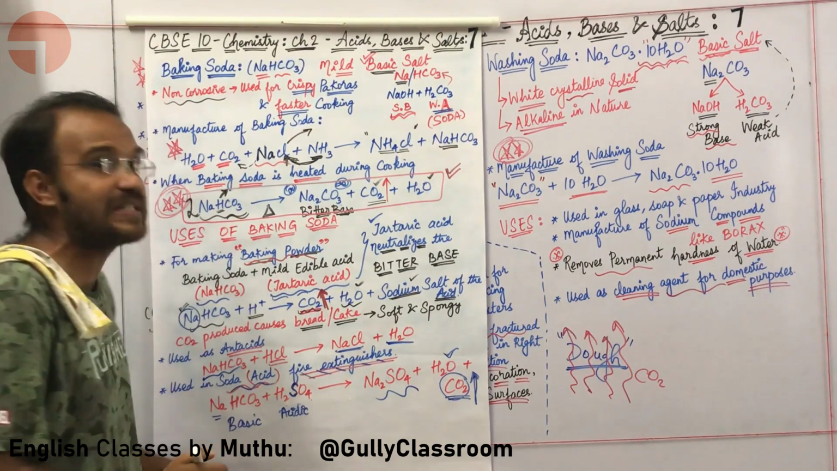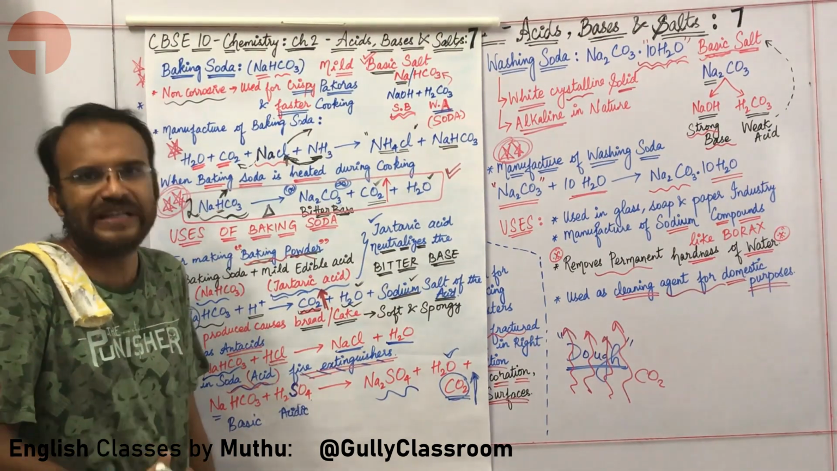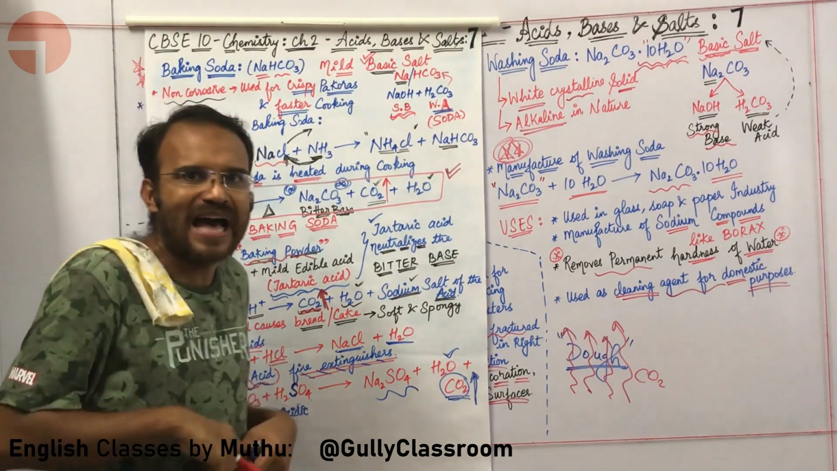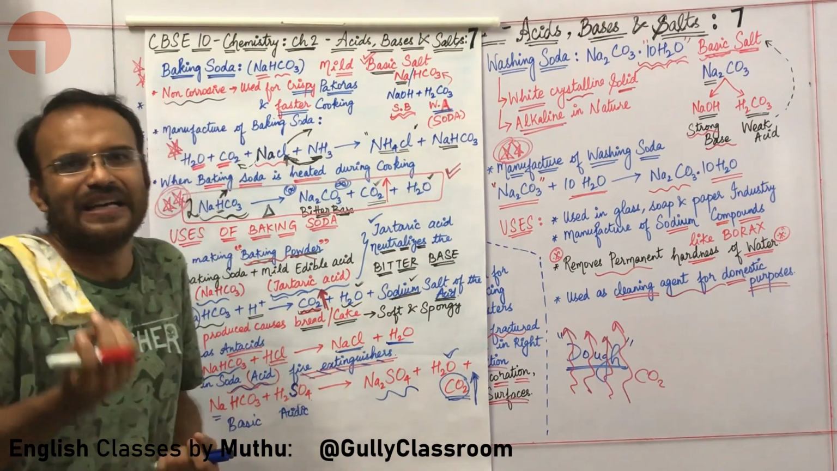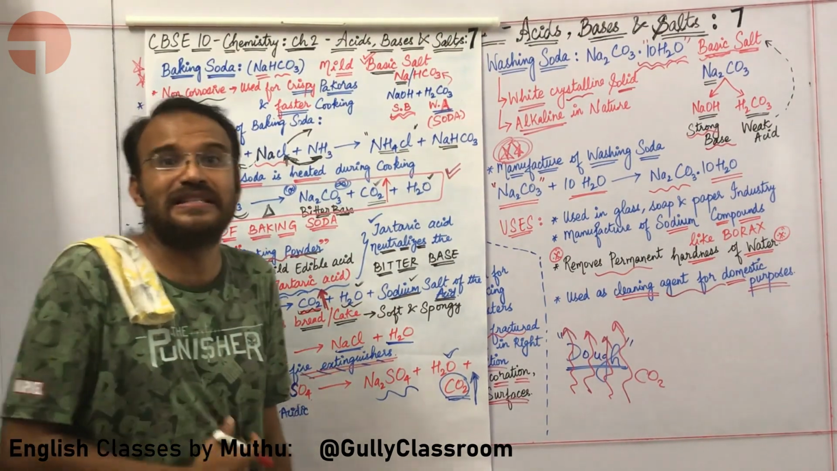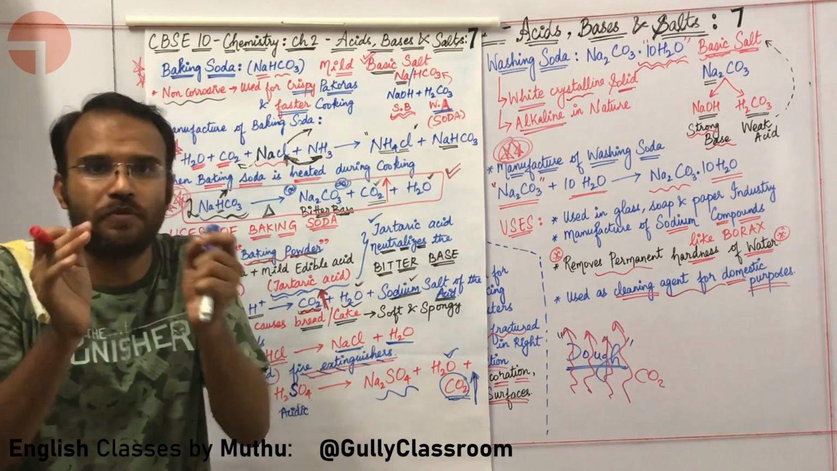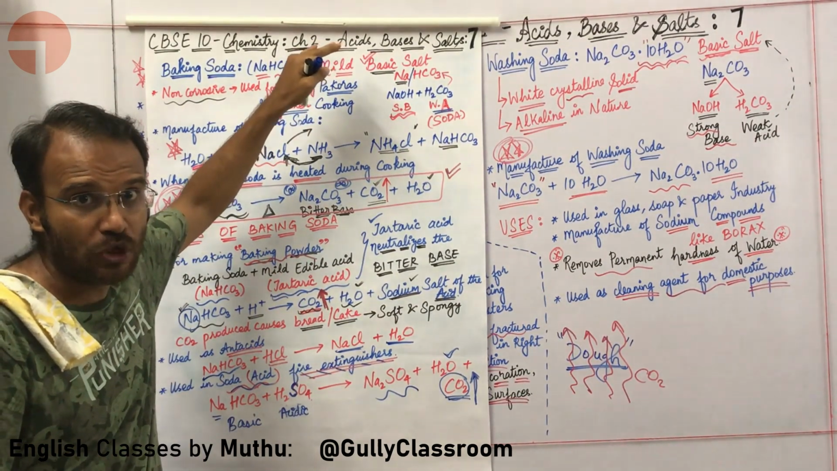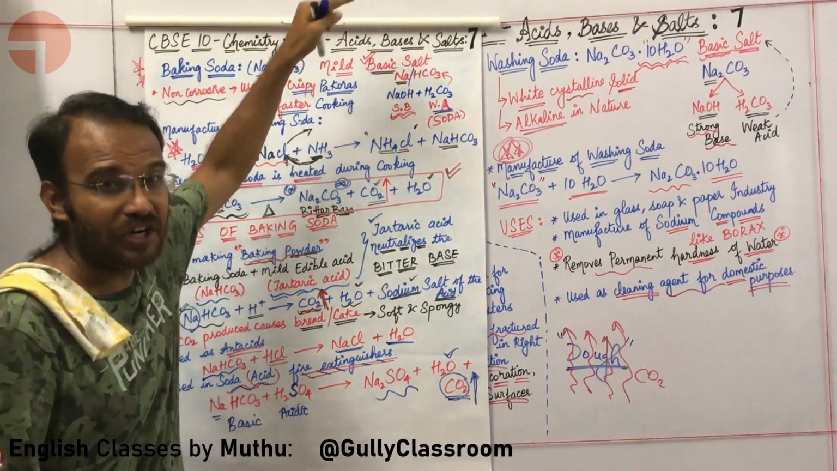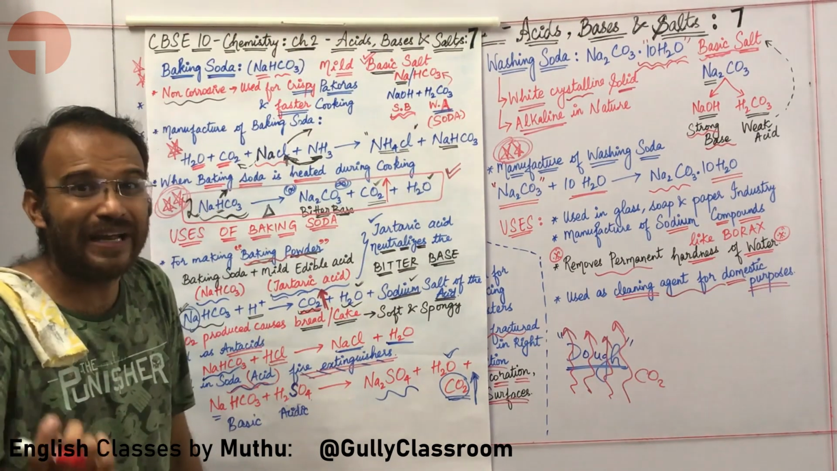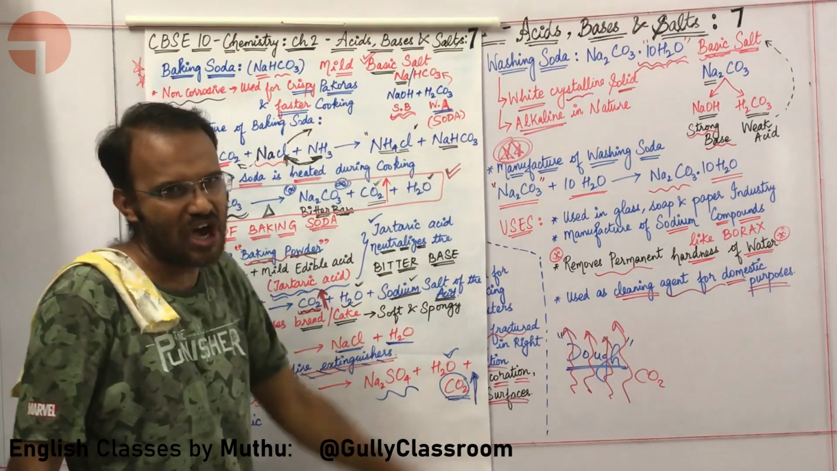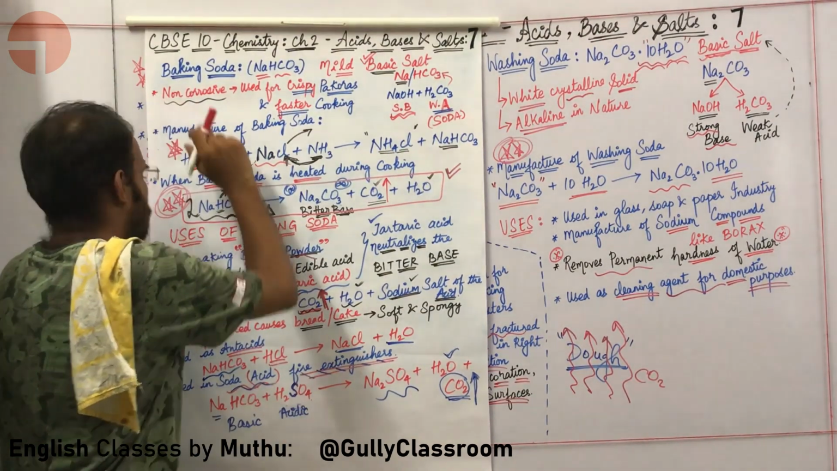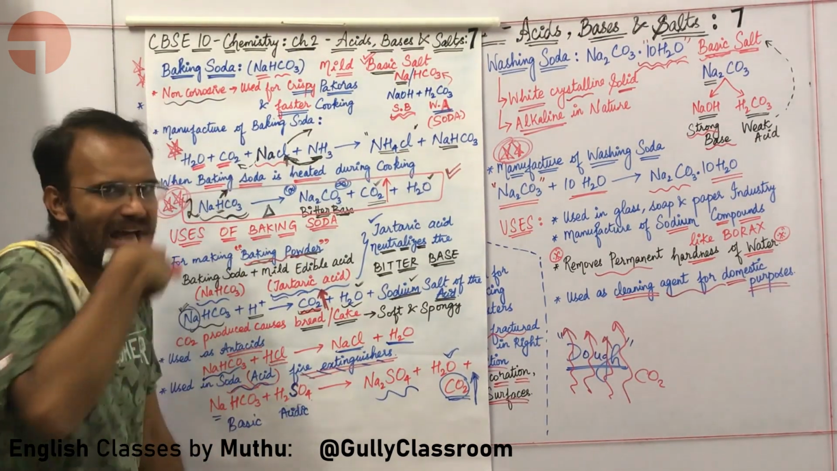Baking soda is used as an antacid. When we have indigestion in our stomach, more acids are secreted. This causes irritation. This excess acid in the stomach needs to be neutralized. We know that baking soda, NaHCO3 or sodium hydrogen carbonate or sodium bicarbonate, is a mild basic salt. It is non-corrosive, so we can use it as an antacid.